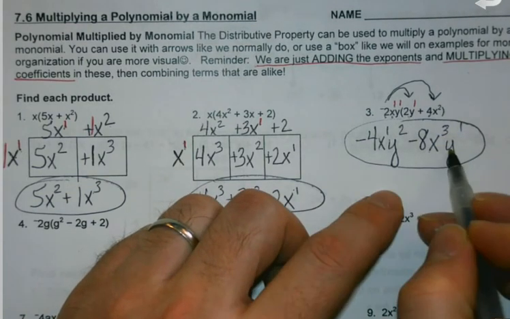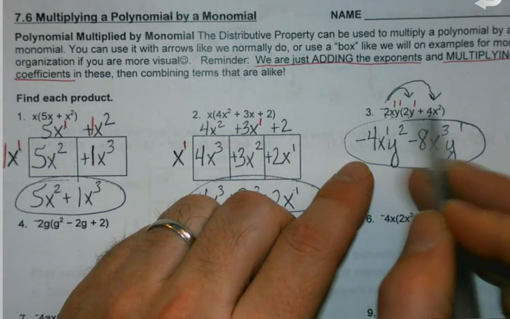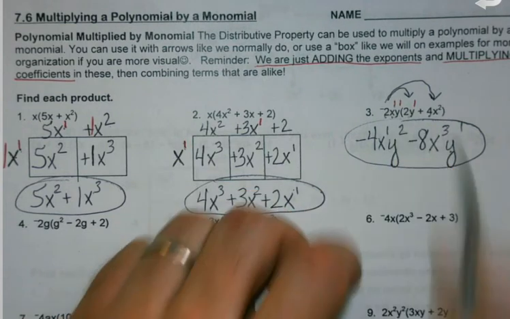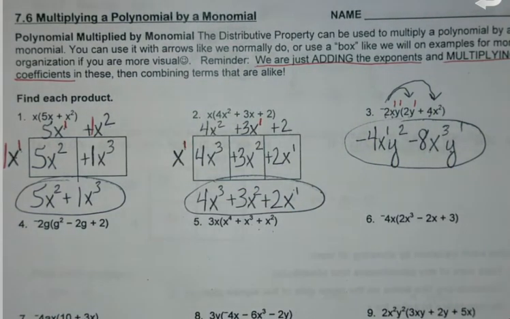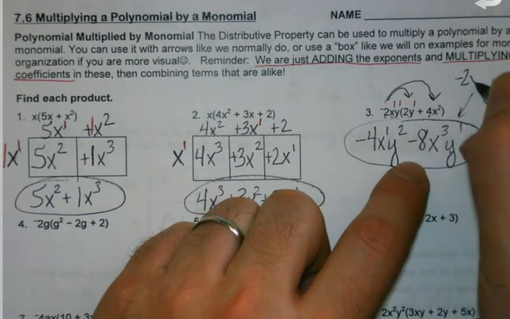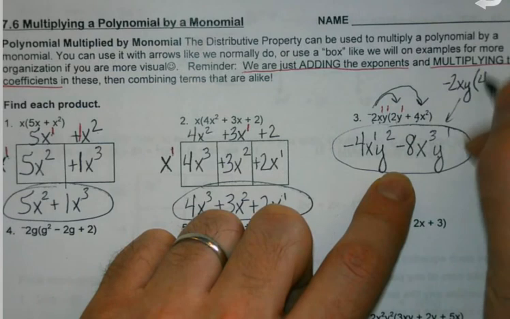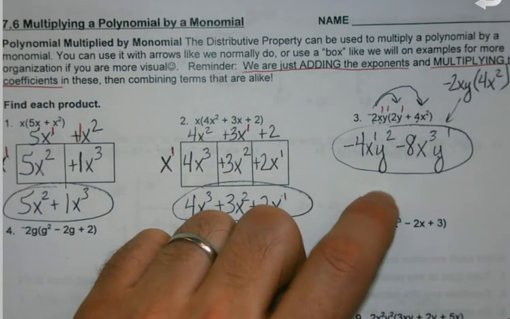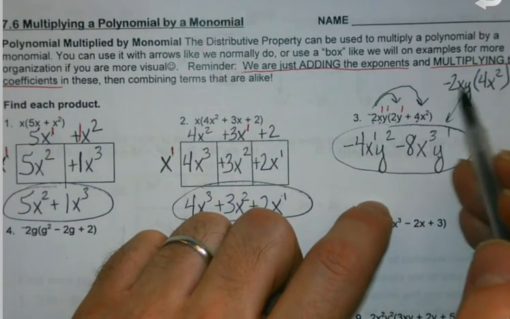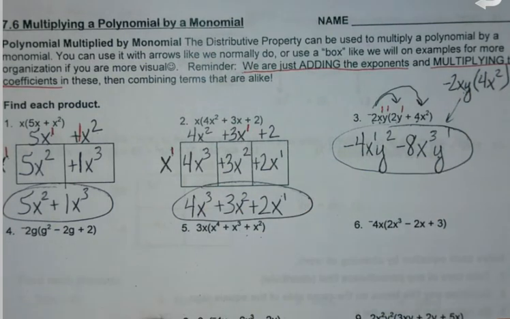Why is this y here? Because I'm multiplying this times this. So I do have a y in this part, even though there's not in the actual term. What I'm doing right here is negative 2xy, make sure I squeeze this in here, times 4x squared. I'm multiplying those together. So I still do have 1y here. That's where that's coming from.